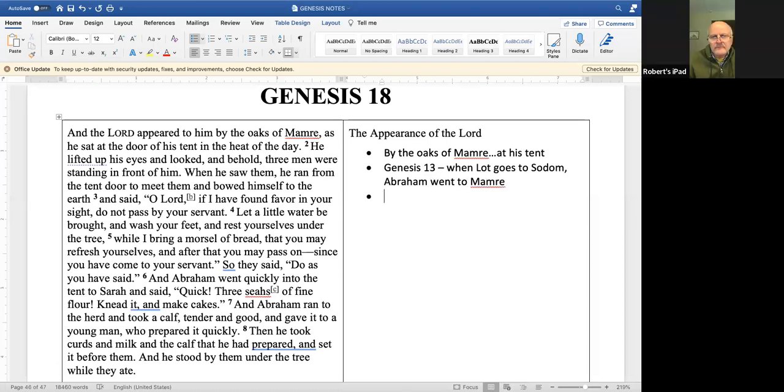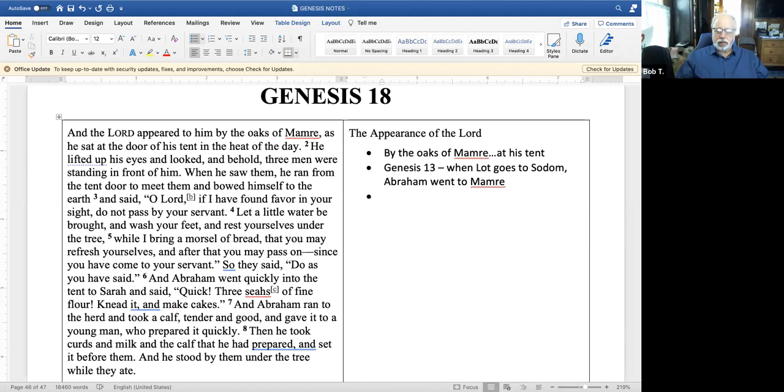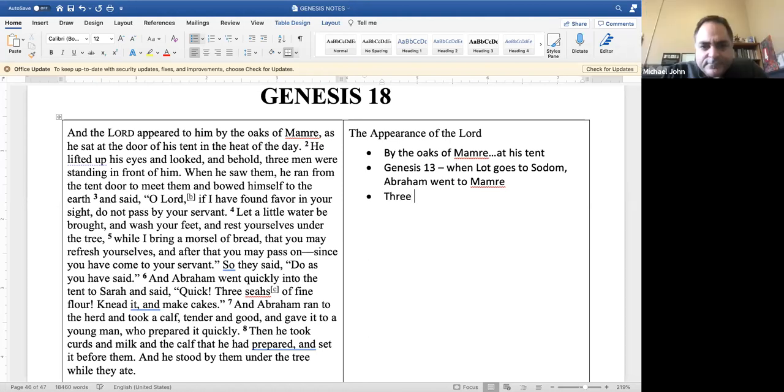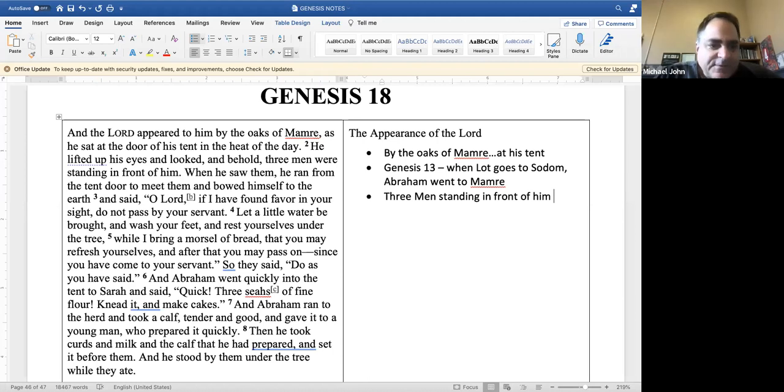So now when he looks up, what does he see when the Lord appears to him? He sees three men standing. He seemed to immediately know that it was the Lord. Yeah, he bows himself to the earth and says something about him. He knows it's the Lord.